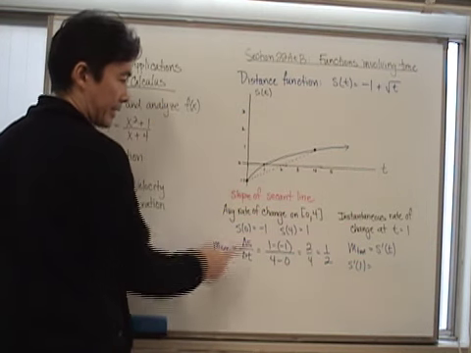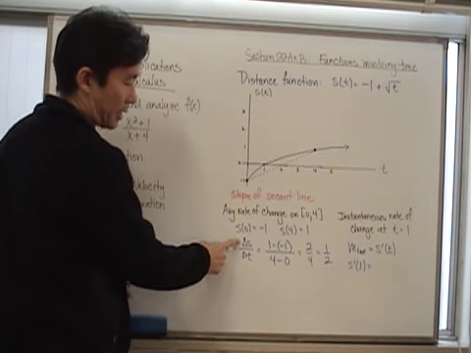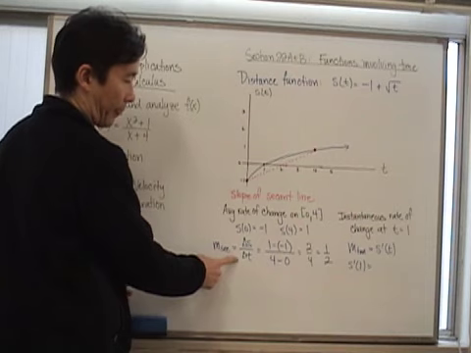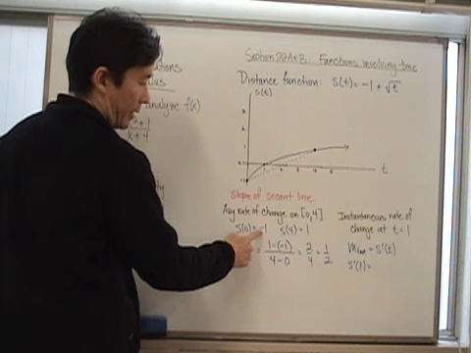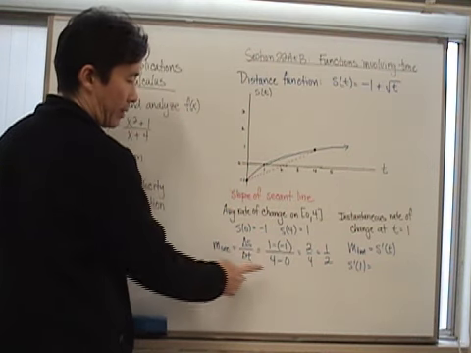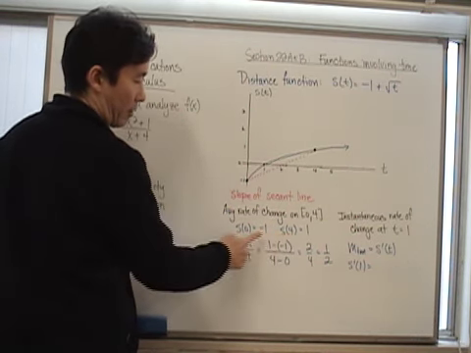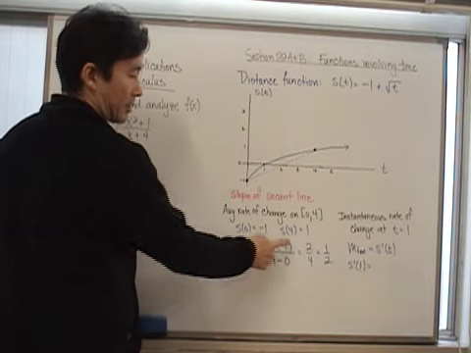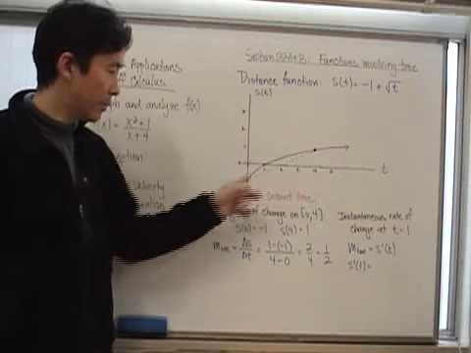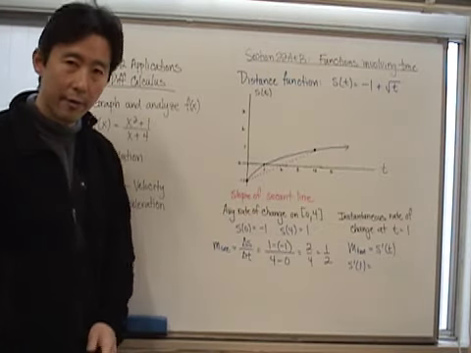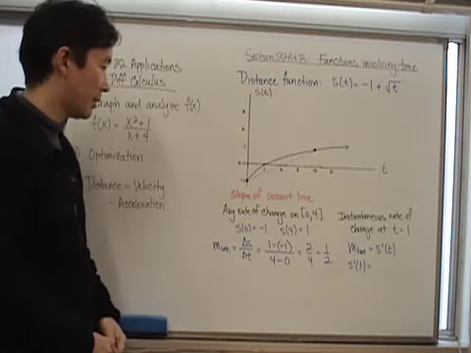So the slope of that secant line is just going to be the change in s over the change in t, right? It's just finding the slope. So this is going to be 1 minus a negative 1 divided by the change in time, which is 4 minus 0. So this is going to be 2 over 4, which is equal to 1/2. So that means that the slope of this secant line is 1/2. That is the average rate of change.